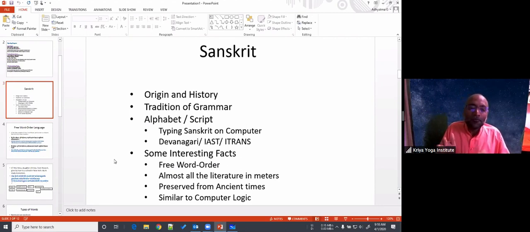Now, these aspects of English grammar simply don't exist in Sanskrit. Sanskrit does not have much of a rule of word order. As I told you, it's a free word order language. There are no punctuation marks in Sanskrit except at the end of the sentence. That's the full stop.